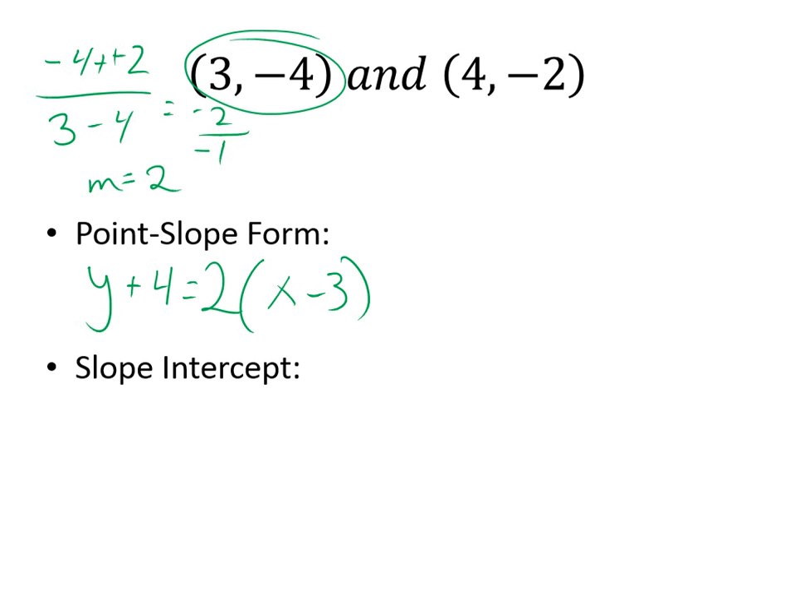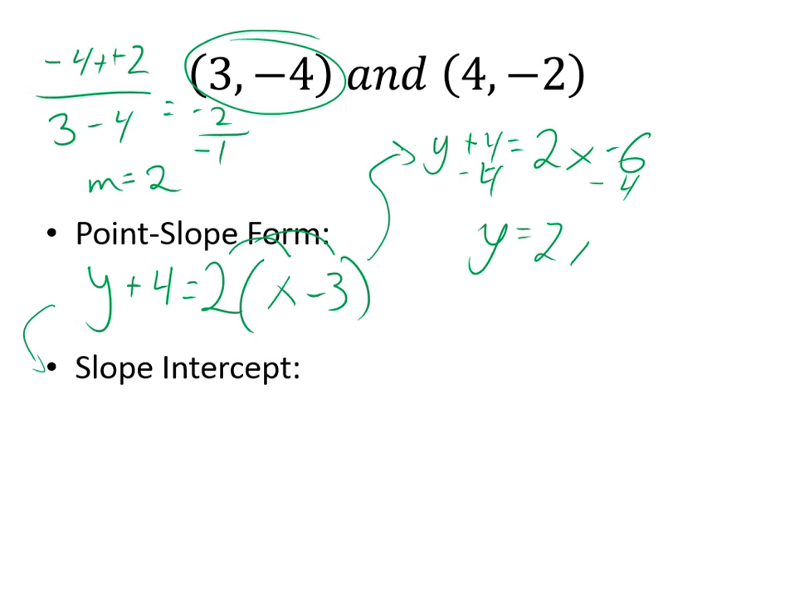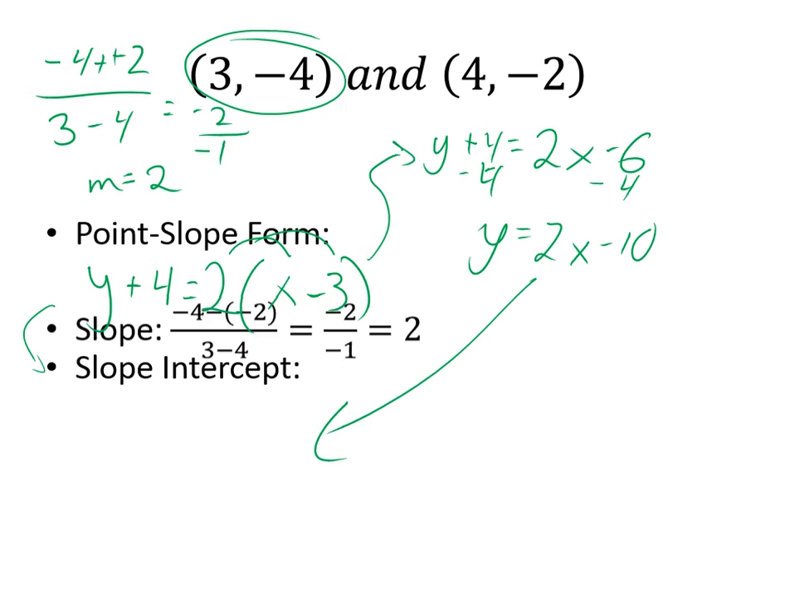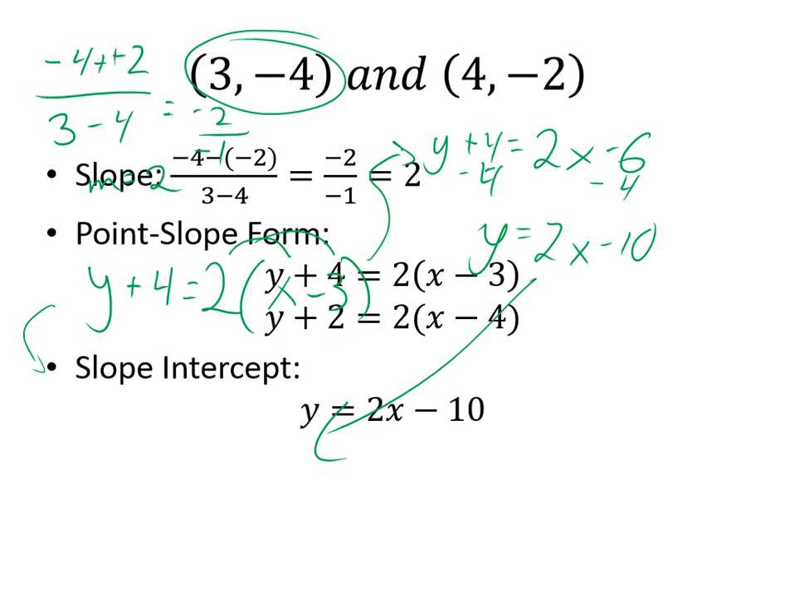Now if I want to turn it into slope-intercept form, all I'm going to do is simplify it and get the y by itself. So I'm solving for y. So y plus 4 is equal to 2x minus 6. I distributed. And then I subtract 4 on both sides. y equals 2x minus 10. And that would be my slope-intercept. Done. And as you see, you could use either of these points to get your answer.